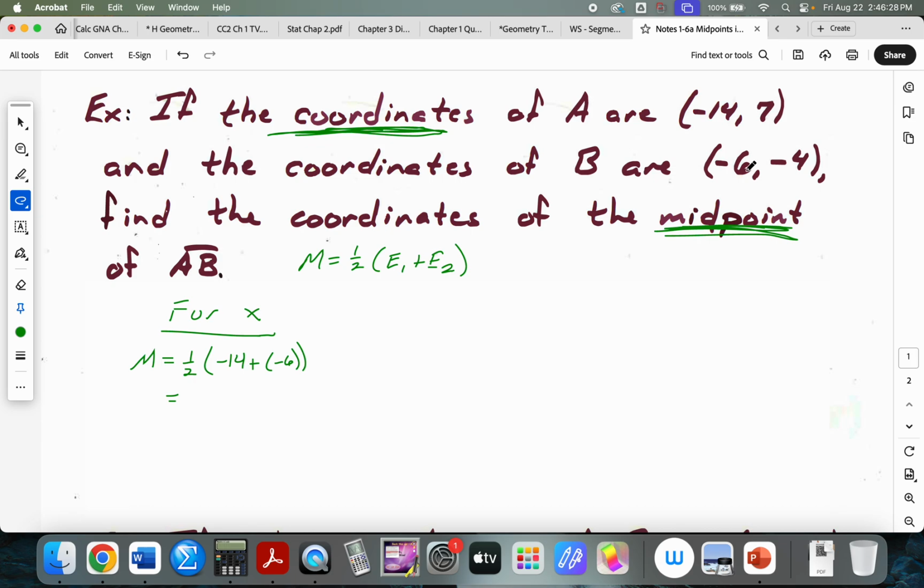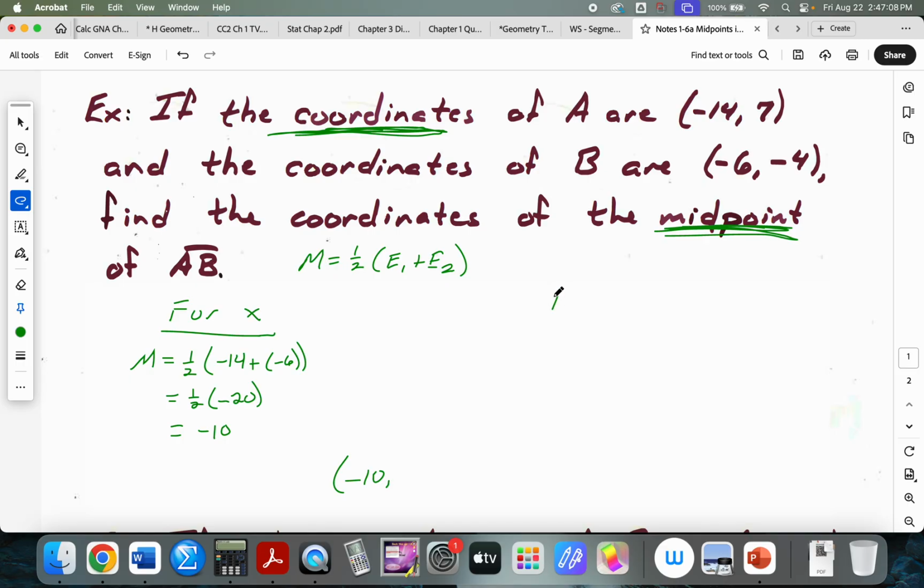No, it's negative 6. Make sure that you're using the X's. We're going to use the X coordinate out of both of these. One of the easiest mistakes to make is to use the X and the Y out of the same point. So that's going to be half of negative 20. Half of negative 20 is negative 10. That's the X coordinate of my answer. My answer is going to start with negative 10.